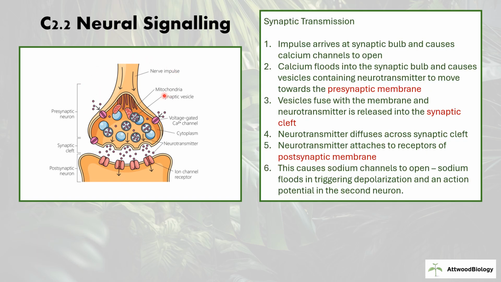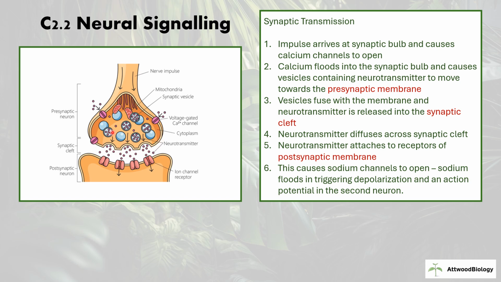We also have some vesicles in here. We have calcium channels that we haven't seen before. We've got something called neurotransmitter, and we've got some ion channel receptors here. So in synaptic transmission, the nerve impulse is going to arrive at the end of the axon. And when it arrives at the end of the axon, it causes these calcium channels to open. Once the calcium channels open, calcium is going to flood into this synaptic bulb. So we call this section the synaptic bulb. So the calcium floods in. And this triggers all of these vesicles here, the blue vesicles, to move towards this presynaptic membrane.